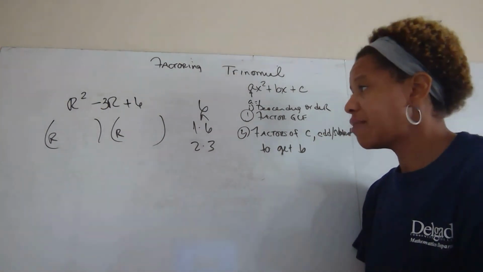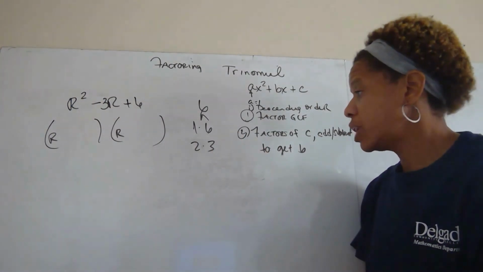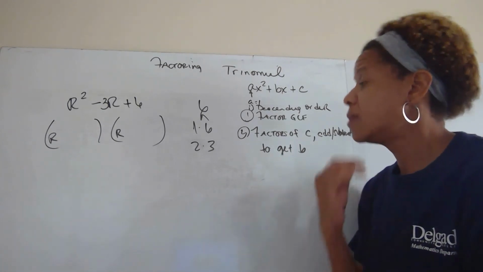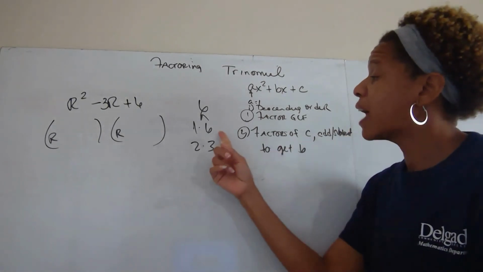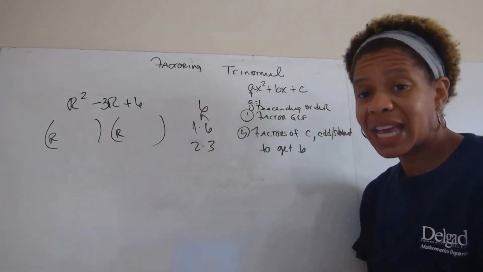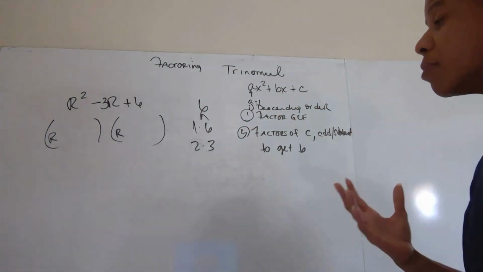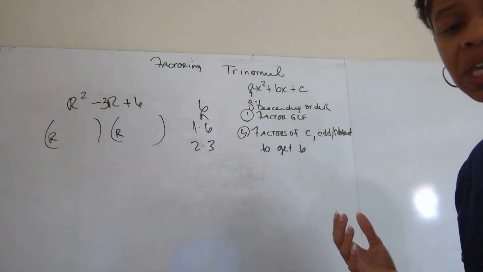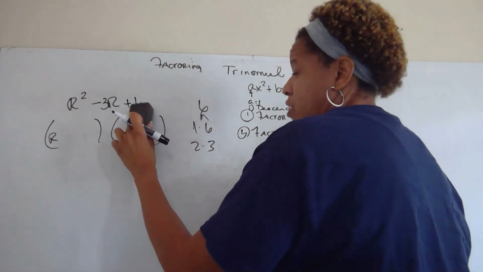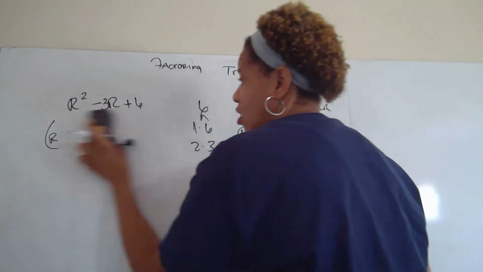1 and 6 can never give me a 3. I can get a 7, I can get a 5. 2 and 3 can give me a 5, they can give me a 1. Neither one of these pairs can ever add or subtract to create a -3. So remember from the previous sets of numbers, when we practiced, what does that mean? It essentially means that there are no factors of 6 that can create this -3 here.